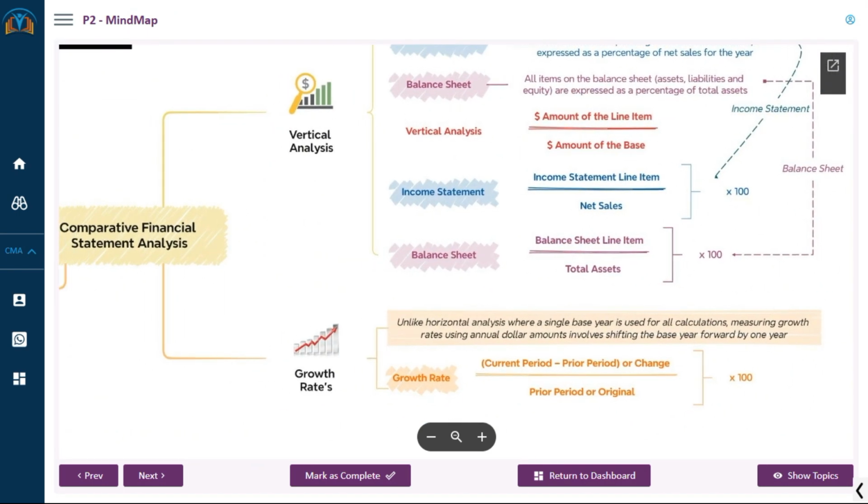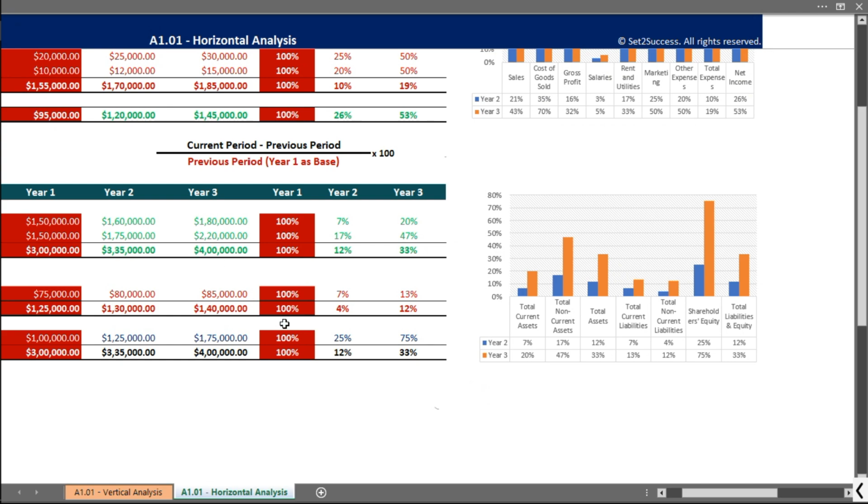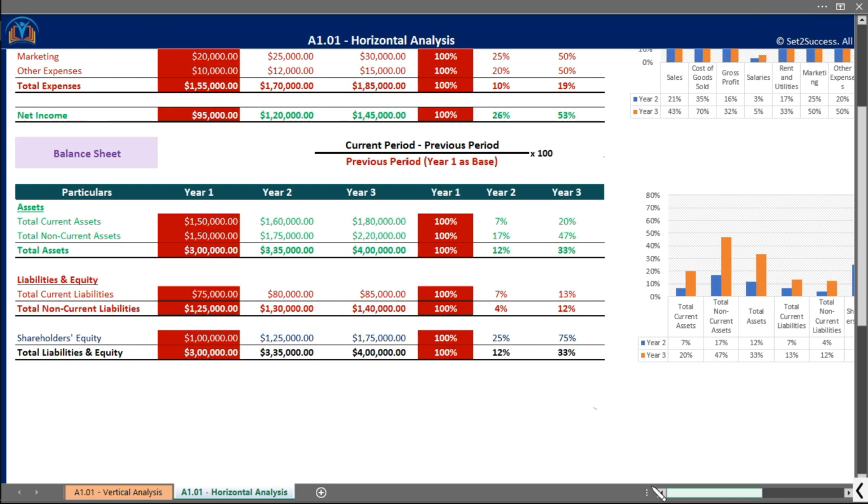Apart from this, we have growth rates. Unlike horizontal analysis, where a single base year is used for all calculations, measuring growth rates using annual dollar amounts involves shifting the base year forward by 1 year. The formula remains the same in growth rate. In horizontal analysis, we compared year 2 with year 1, and we compared year 3 with year 1. But in growth rate, it's not this way.